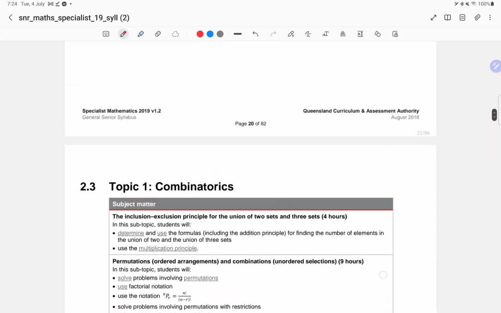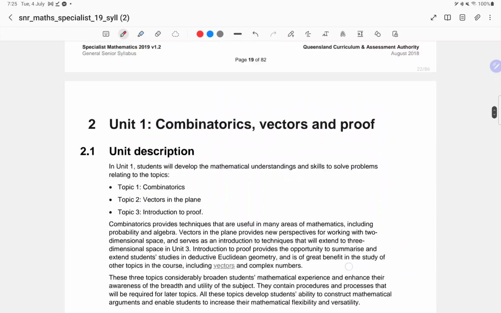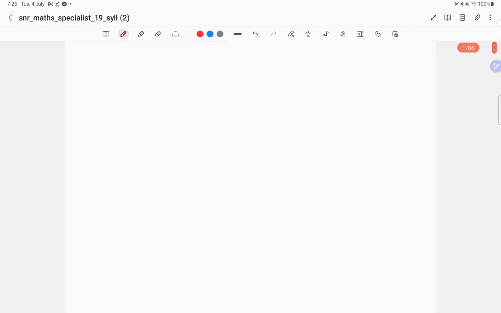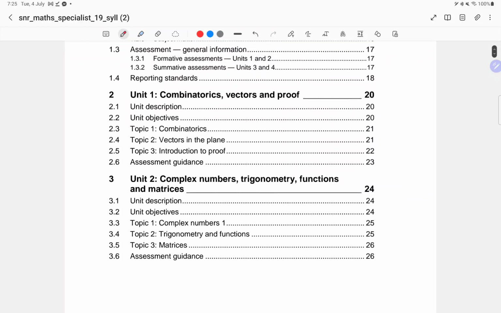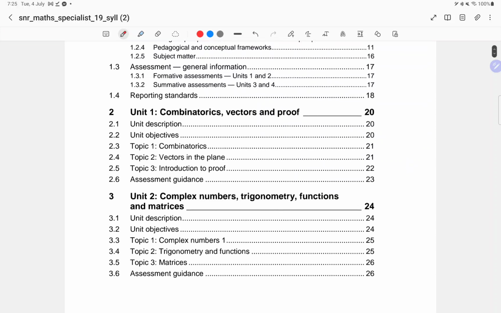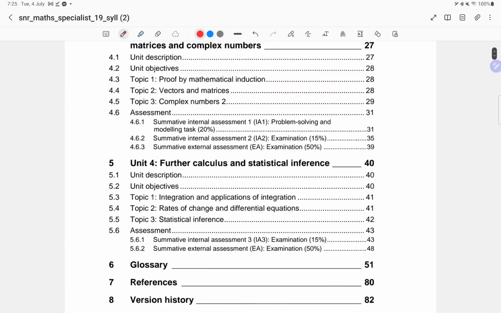Now, let me go back to the one here. In this document, they also tell you what are the topics that you need to do for specialist. So unit 1, combinatorics, vectors and proof. Okay. If you go to the actual topics, there are 3 topics here. You can tell what will be underneath it. So I'll just show you how to read one unit because unit 1, 2, 3, 4, they're all here.